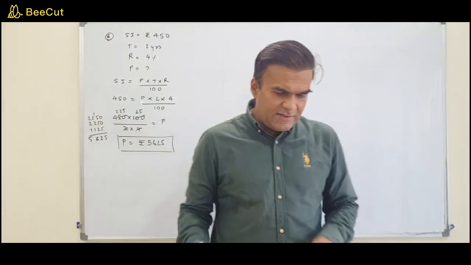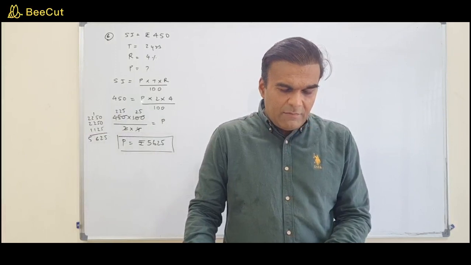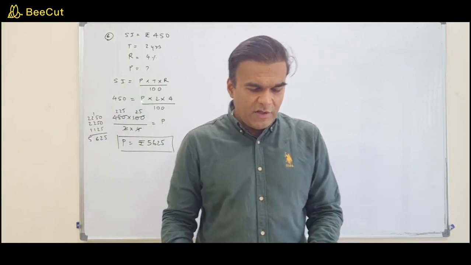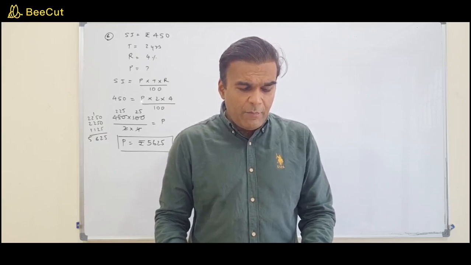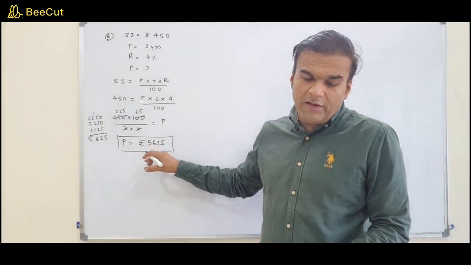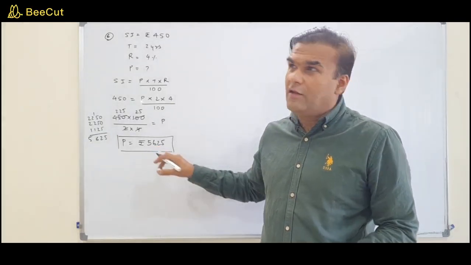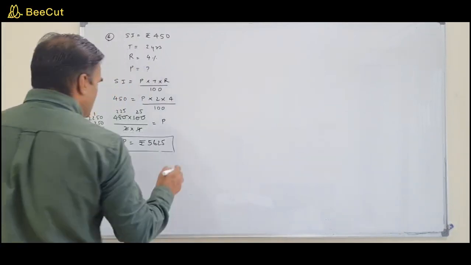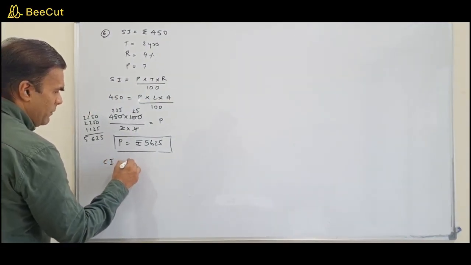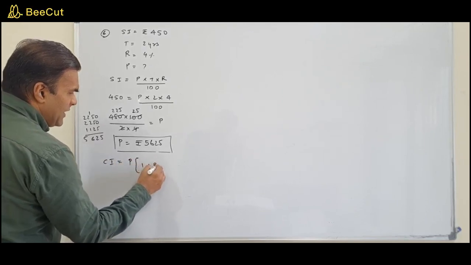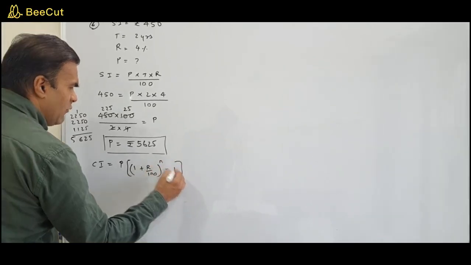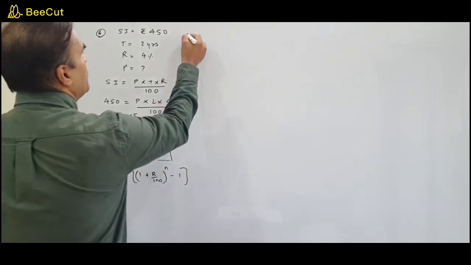They are asking us: the simple interest on a certain sum of money for 2 years at 4% is 450. Find the compound interest on the same sum. We got the sum. We have to find the compound interest at the same rate for 2 years. What is the formula for compound interest? CI equals P times (1 plus R upon 100) the whole thing raised to n, minus 1. So let us substitute the values.